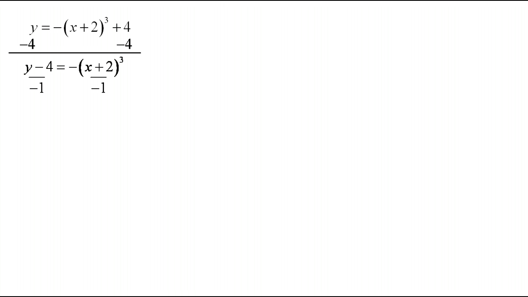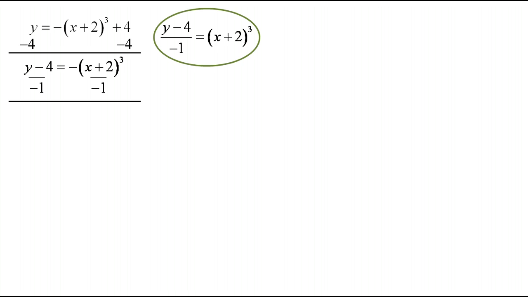The next step is dividing by negative 1 to get rid of that negative. Since it's not in parentheses, it really belongs with the y. So once I divide by negative 1 there, you'll see that my final ready to go equation is going to be y minus 4 over negative 1. You could also have it multiplied by negative 1. It really doesn't matter. And that is equal to x plus 2 cubed.